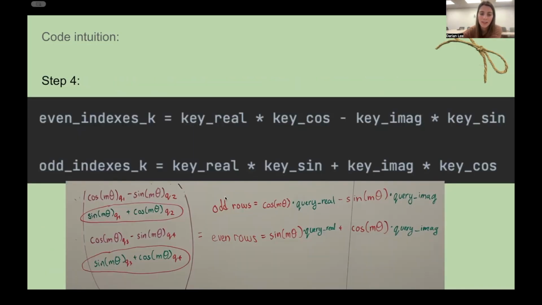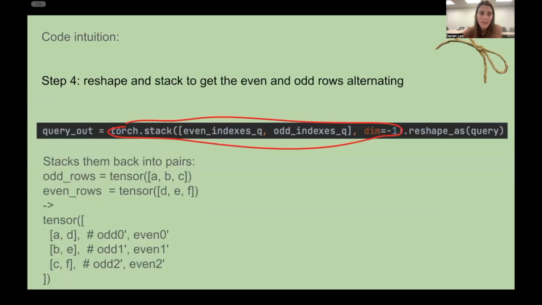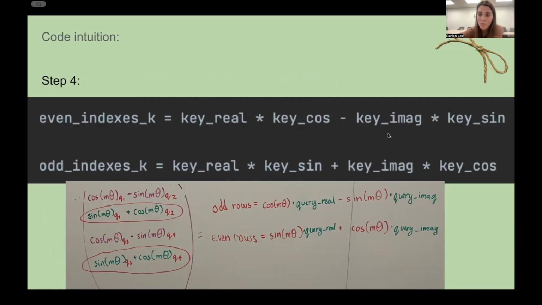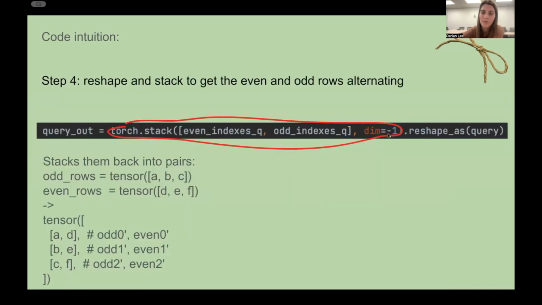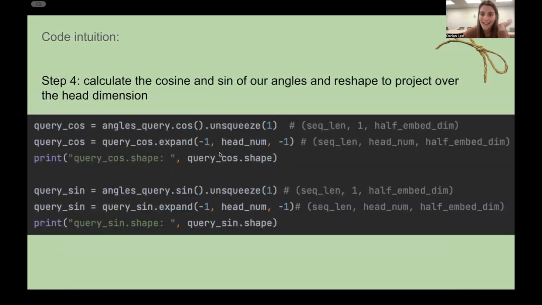Okay, so that's great. Now we have all the even rows and the odd rows. But how do we get it to look like an actual matrix if we want to just return the rotated query vector? So essentially we're going to use this command here. What it does is stack these even indexes and odd indexes along the last dimension, which was the embedding dimension, which is essentially going to create that same thing we had originally.